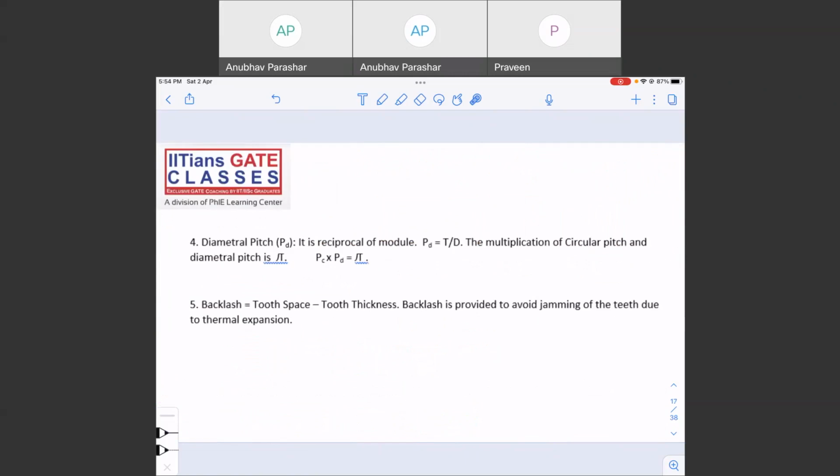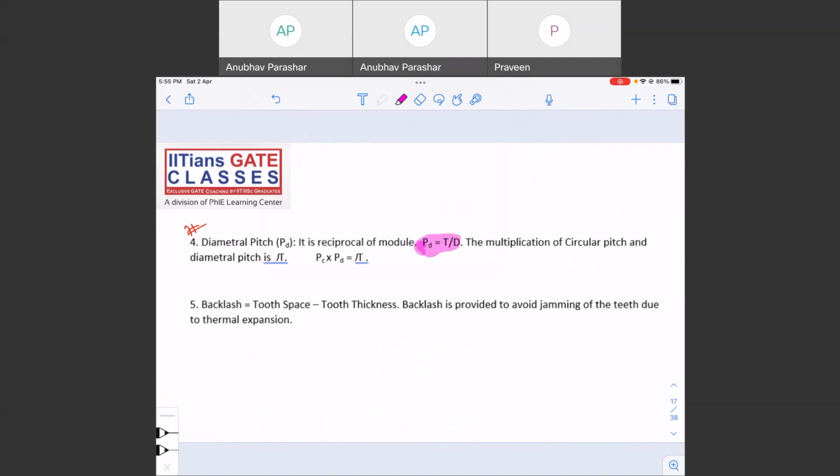Then you have something called diametral pitch. Look, an objective question comes from here, that's why I'm taking this. What is diametral pitch? Diametral pitch is the reciprocal of module. PD, the diametral pitch, is T by D, that is the reciprocal of module.